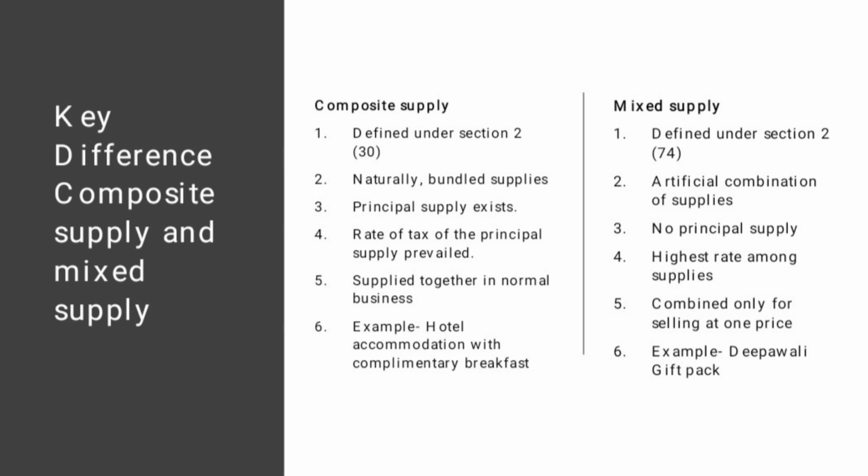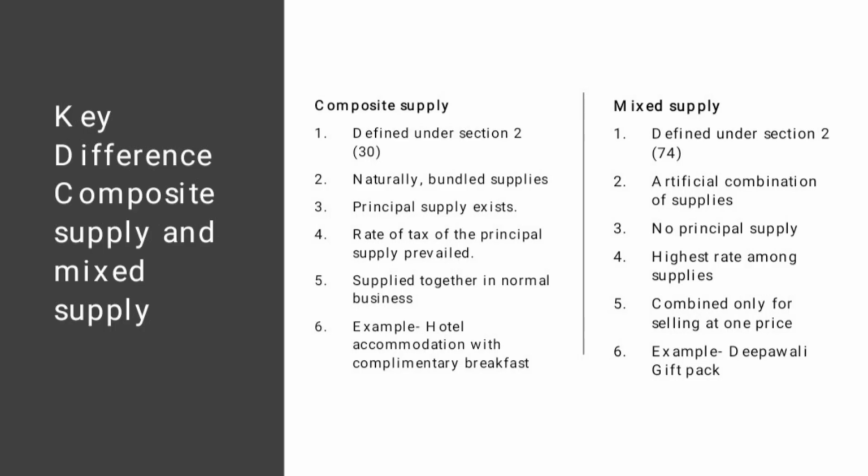Supplies together in normal course of business, combined only for selling at one price. Supply together in normal course of business means the naturally bundled items will be sold in the ordinary course of business. Here these items are combined together naturally and sold at a single price.